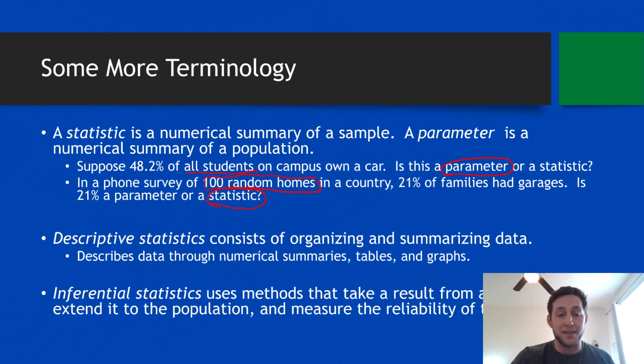So inferential statistics uses methods that take a result from a sample, extend it to the population, and measure the reliability of the result. It's important that we measure the reliability because just because a sample says something might not mean the population agrees. For instance, if I picked on all the kids with, say, rich parents and they all had these crazy nice cars, let's say, on that earlier example, that might not be representative of the typical car owned by a high school freshman.